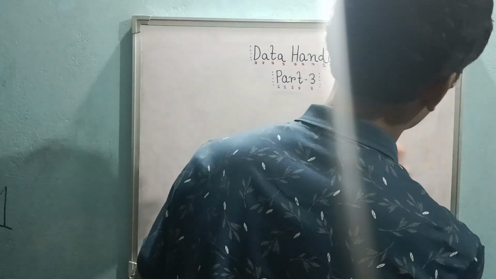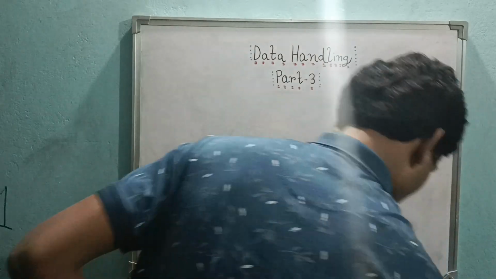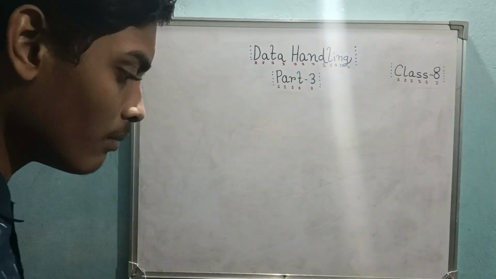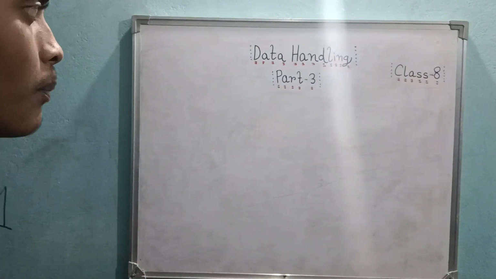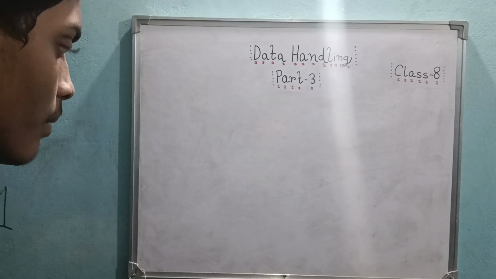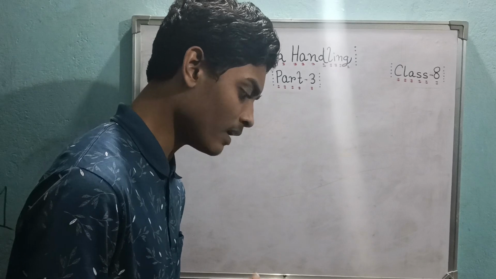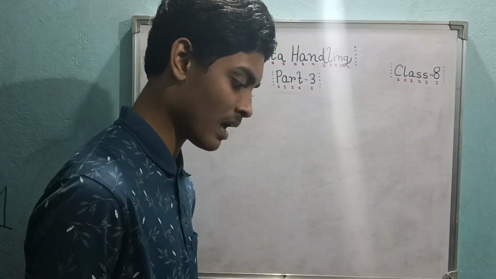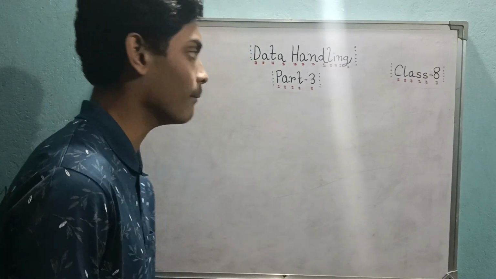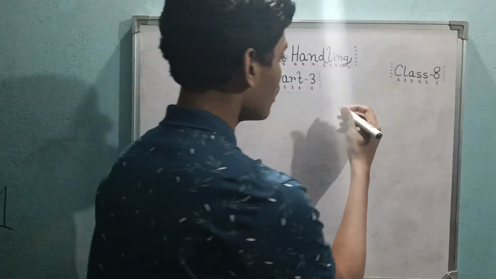So there is a method. I will explain to you directly with the help of sums, but for a basic introduction I am telling you. So pie graph, it's also a pie chart, pie graph, anything you want. Basically it involves a circle.